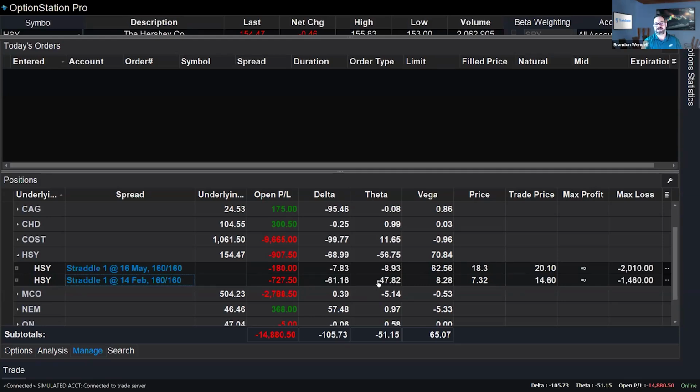Look what's happening every day that we go by: $47 of loss on the options that expire next week, with only $9 of loss on the long-term options. So when I'm going out to analyze and choose these opportunities, yes, the long-term options cost more to enter, but you can definitely see the reason why you want to do that.